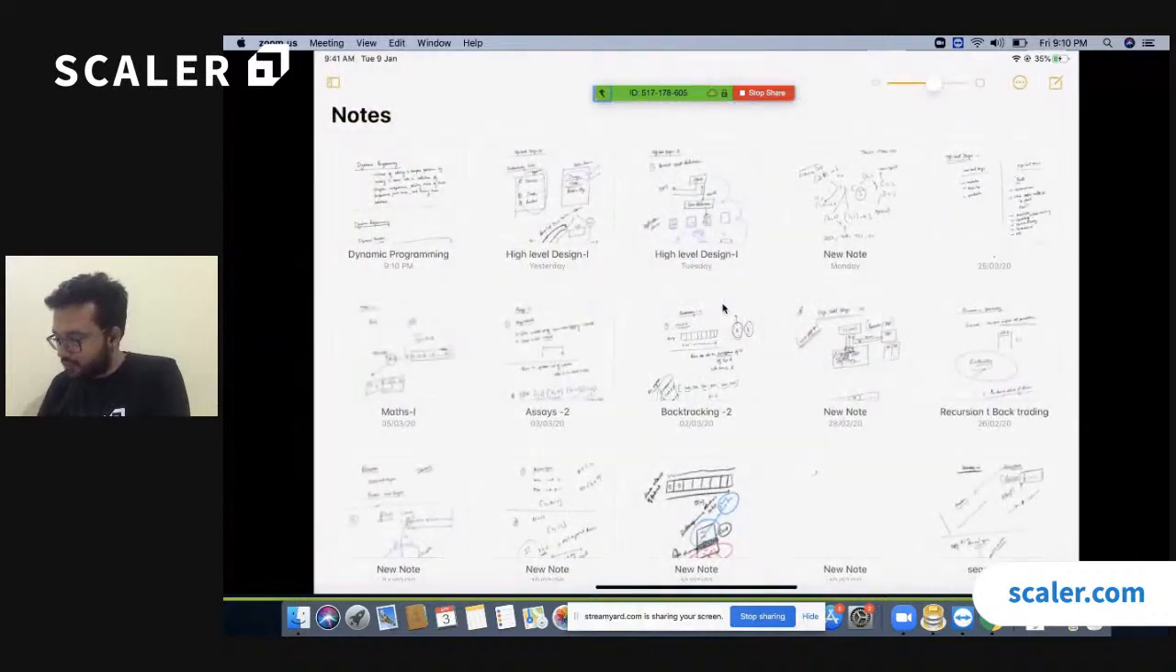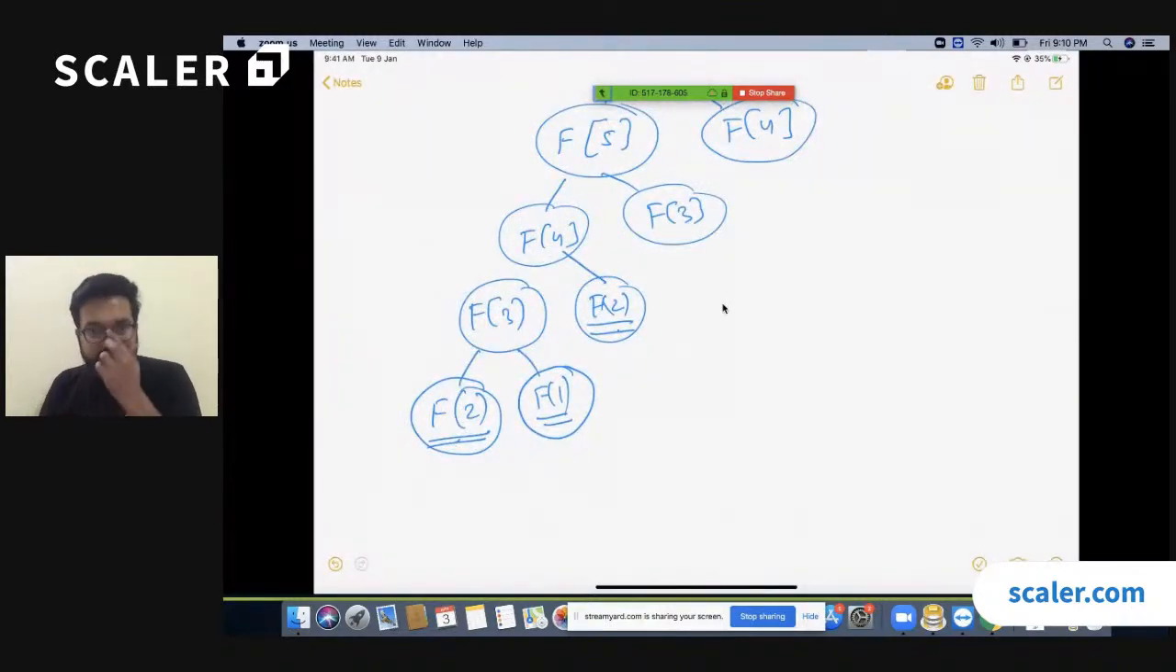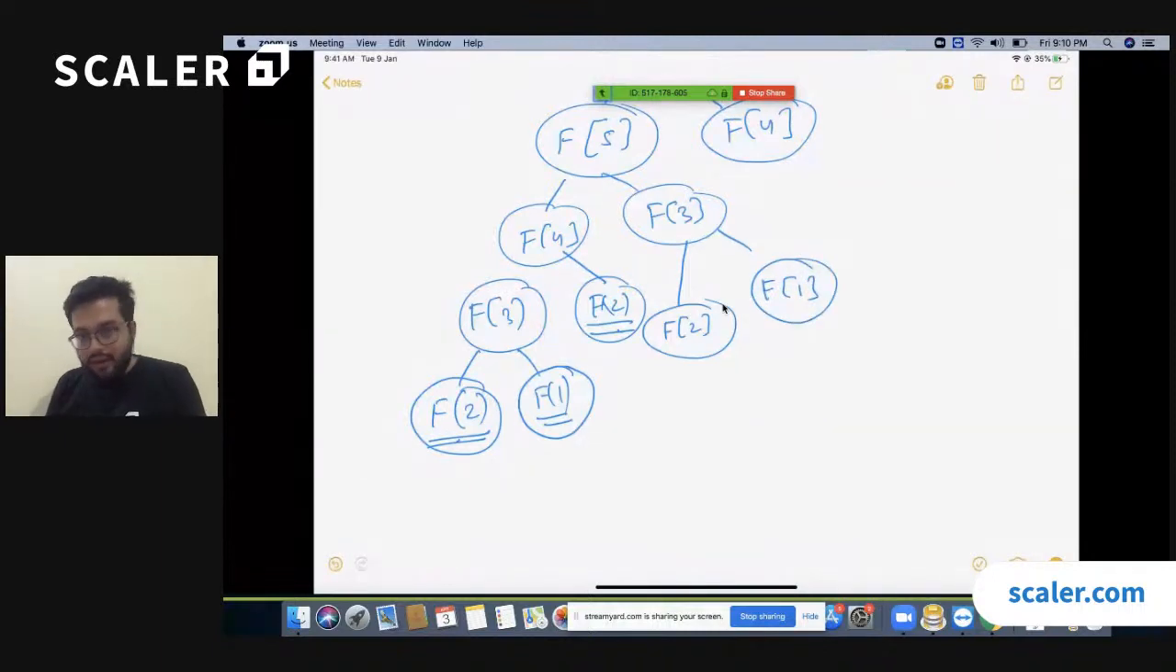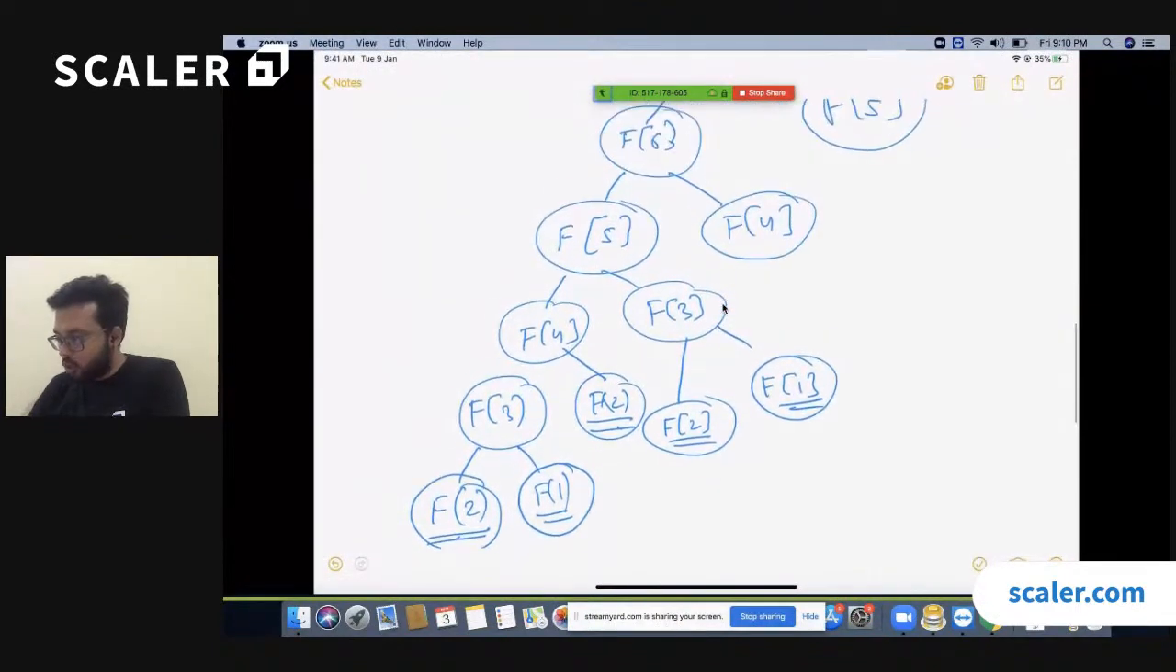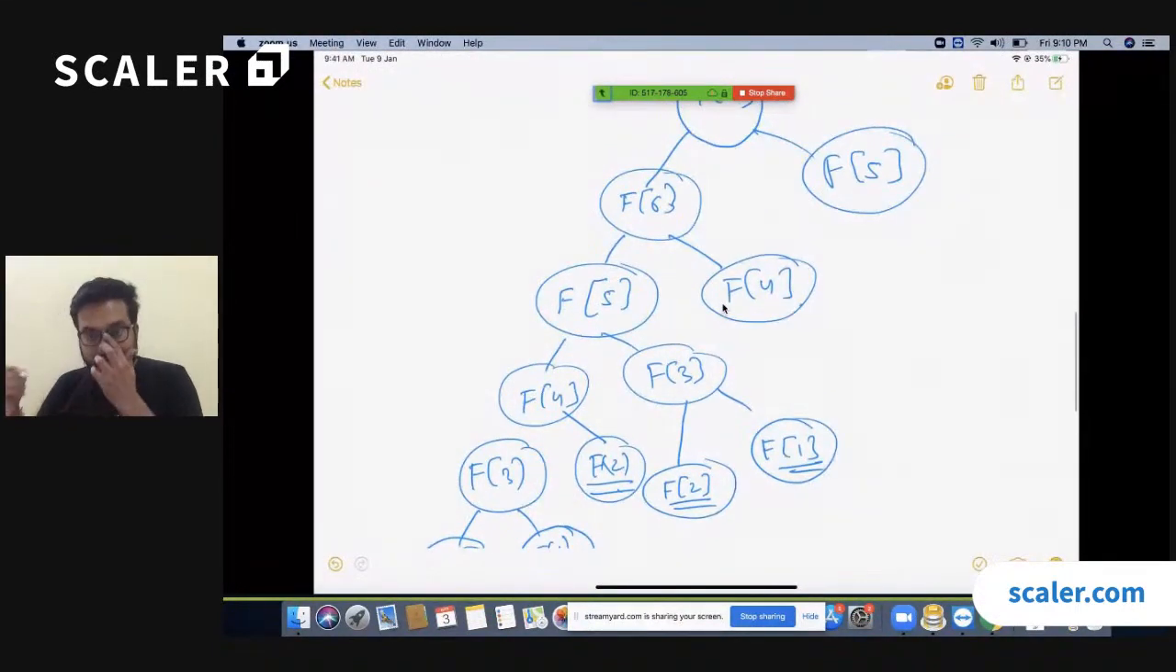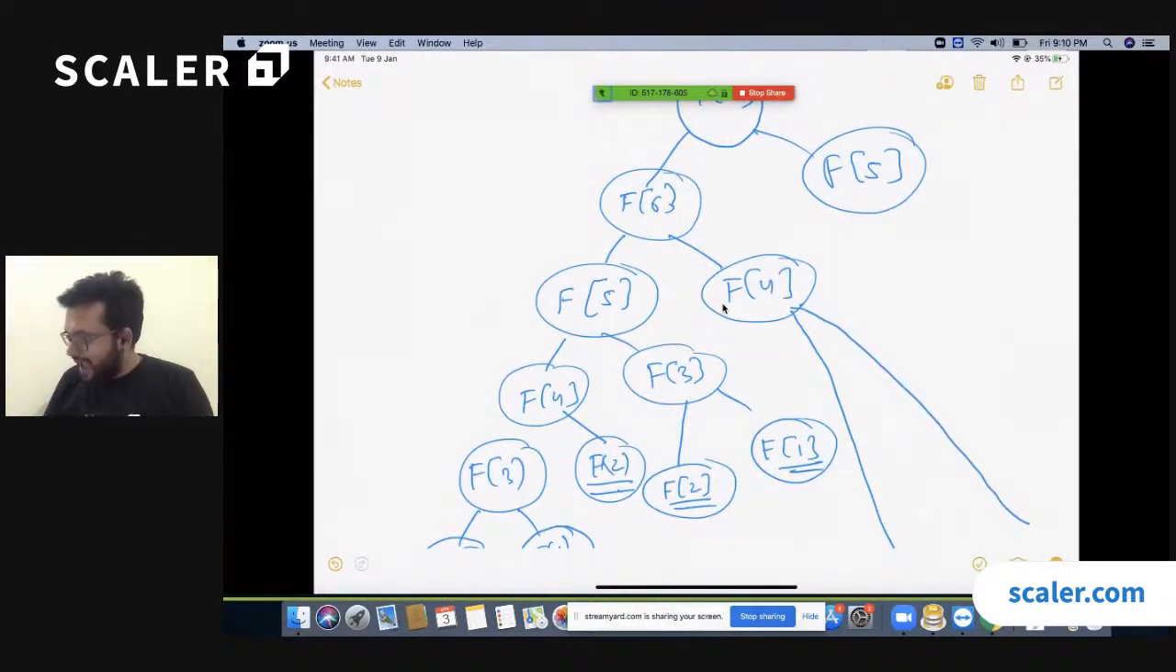Now is F3 a base case? No, F3 is not a base case, because I do not know the answer of F3 already. So I would define F3 into smaller problems as the summation of F2 and F1. Now F2 is a base case and F1 is a base case. Now let's come to the node which is still remaining, F4. You would realize that this F4 would again be expanded as an entire subtree. Does it make sense? F4 would be expanded to the summation of F3 and F2, and so on and so forth.